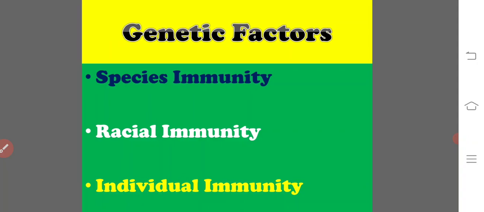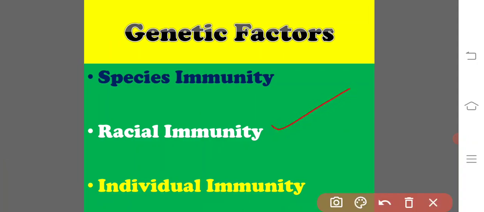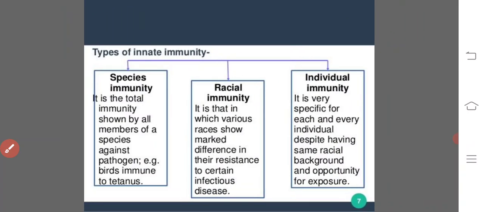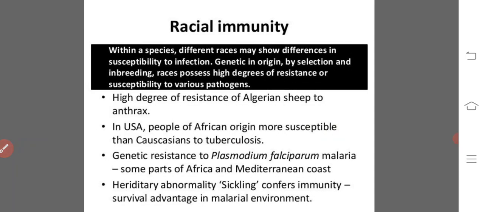And coming to the racial immunity, within a species, different races may show differences in susceptibility to infection. The best example is the high resistance of Algerian sheep to anthrax. Racial differences are known to be genetic in origin, and by selection and inbreeding, it is possible to develop, at will, races that possess high degrees of resistance or susceptibility to various pathogens. It is difficult to demonstrate marked differences in immunity in human races, as controlled breeding is not possible.